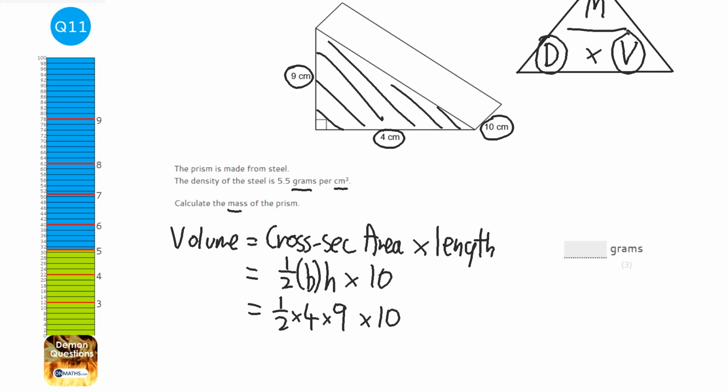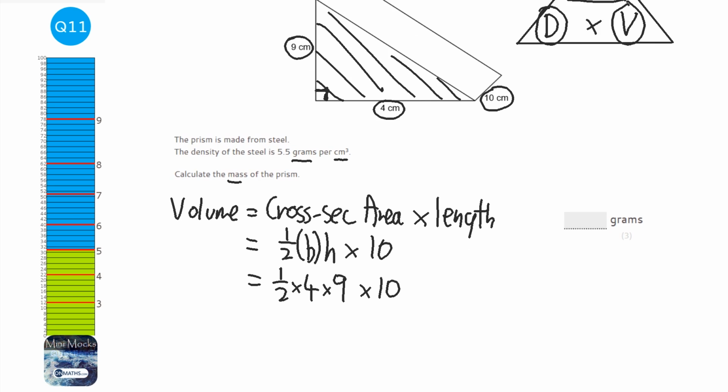Now the reason I know the height is 9 is that it hits the base at right angles, and that's really important. The base and the height must be at right angles. And don't forget to halve it.